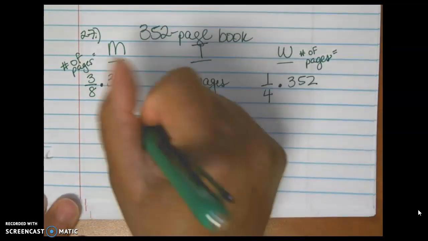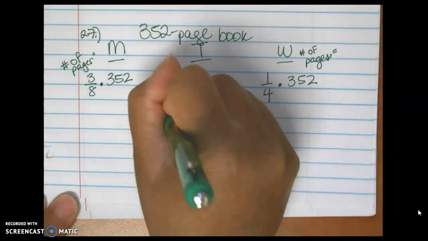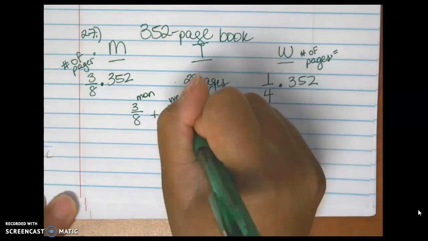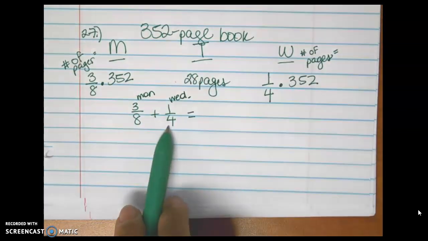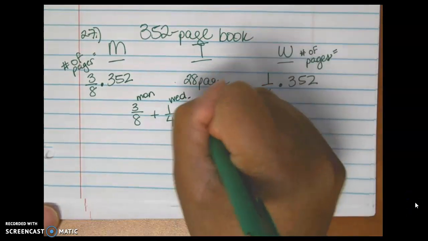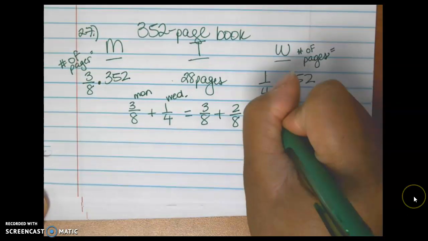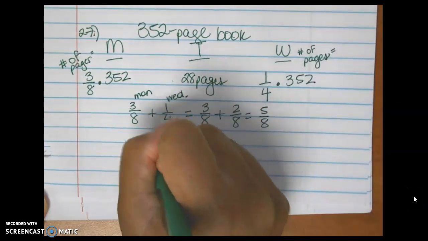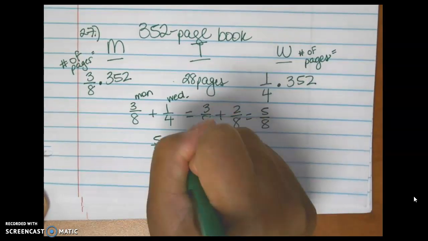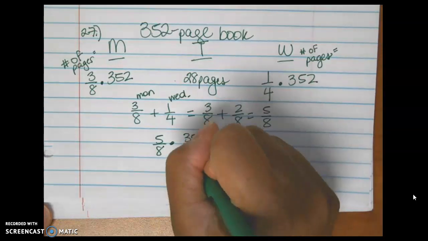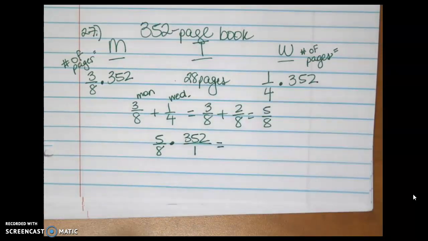So that means we would take 3/8 plus 1/4. 3/8 is Monday. 1/4 is Wednesday. Add them together. How many 8s need to be over here? 2 8s. How many 8s is that all together? 5 8s. 5 8s of 352. What do I put 352 above? 1, because it's a whole number. Work it out. Tell me what it is. Well, tell your paper what it is.